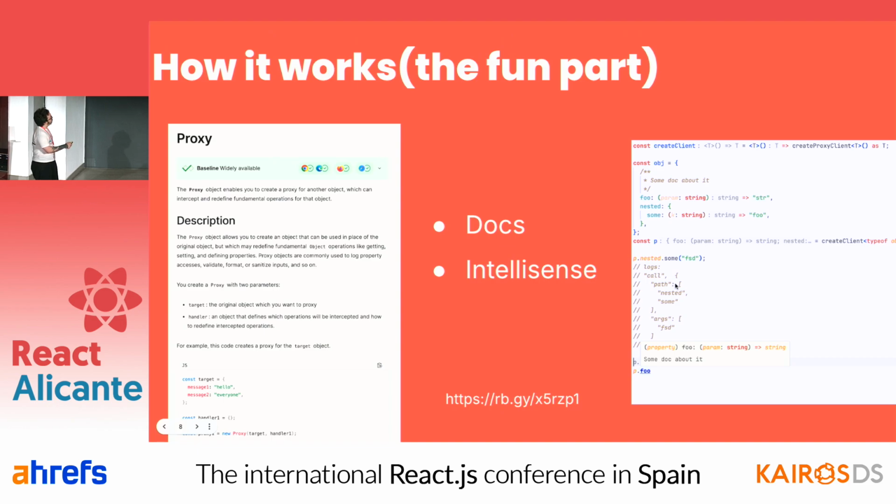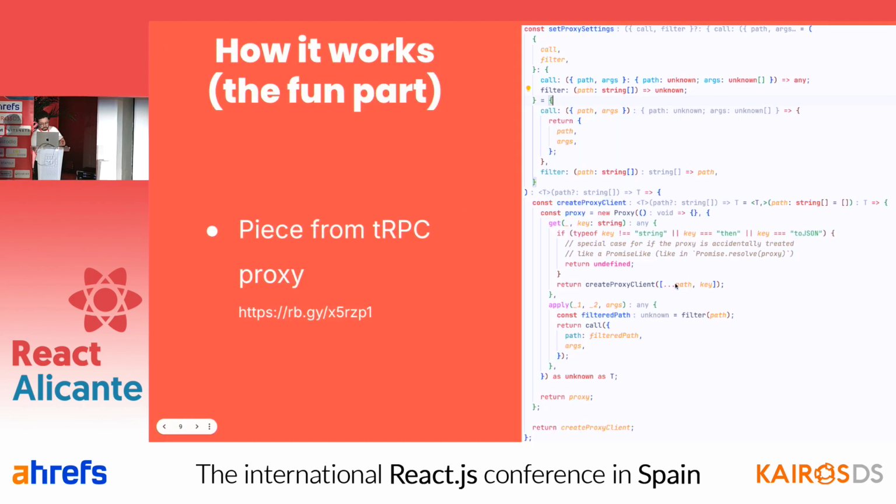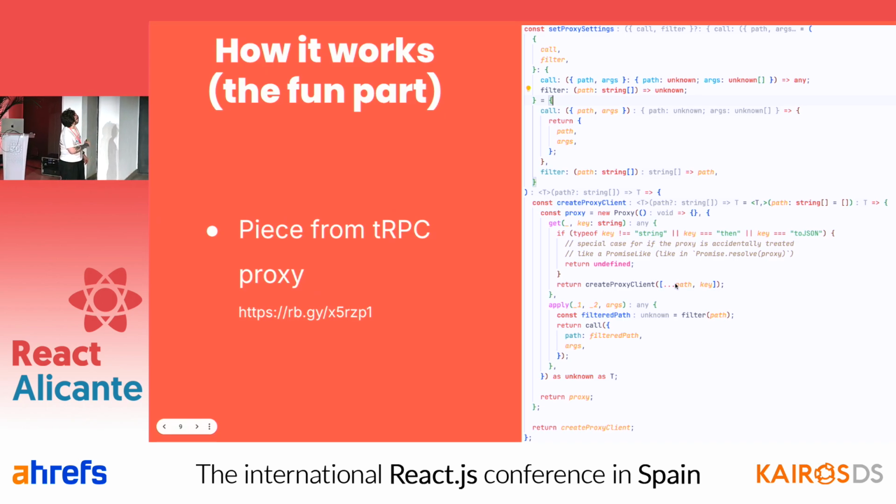So if I do dot nested.sum, it will give me the IntelliSense, and that's insane for everything. You don't have to guess which API you're using. This is exactly the piece that comes from tRPC. You can get the whole gist on this link.